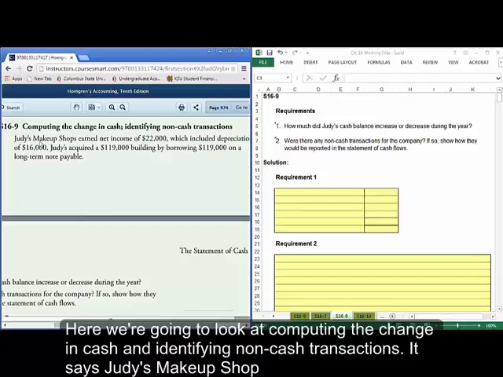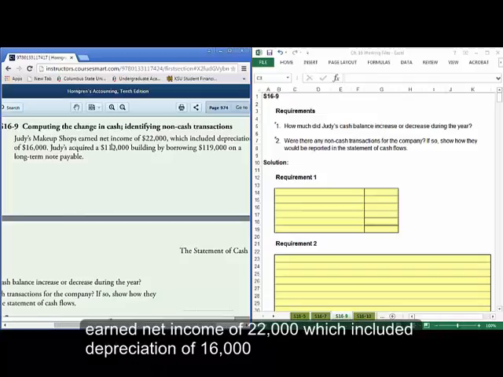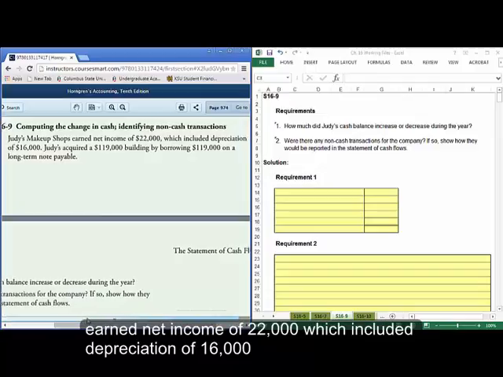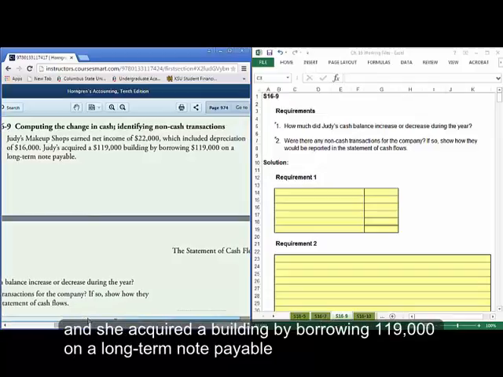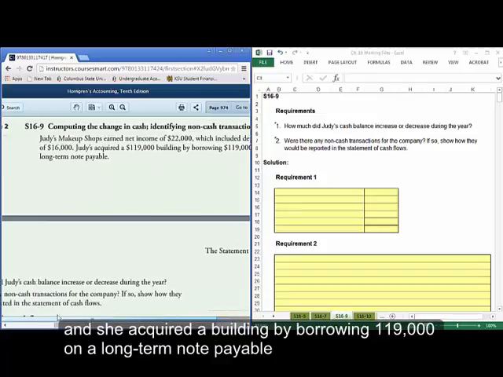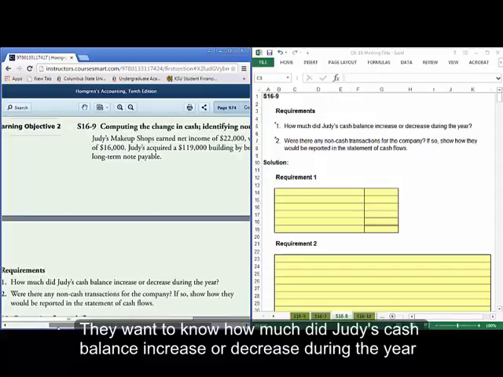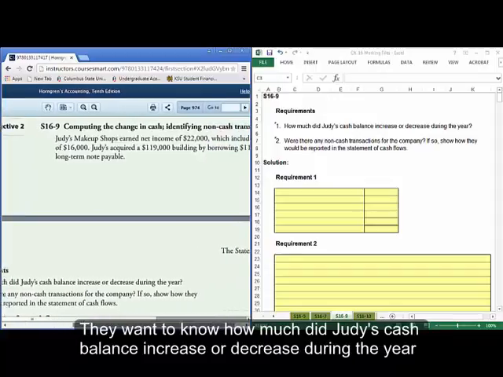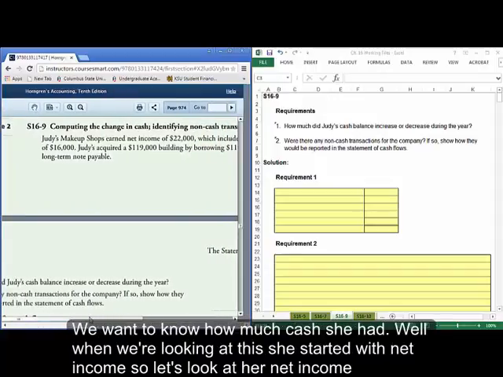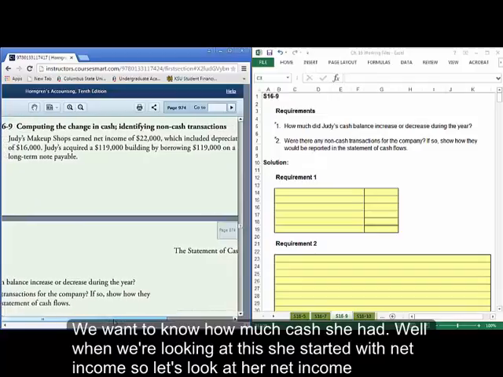Okay, so it says Judy's makeup shop earned net income of $22,000, which included depreciation of $16,000, and she acquired a building by borrowing $119,000 on a long-term note payable. So they want to know, how much did Judy's cash balance increase or decrease during the year? So we want to know how much cash she had.